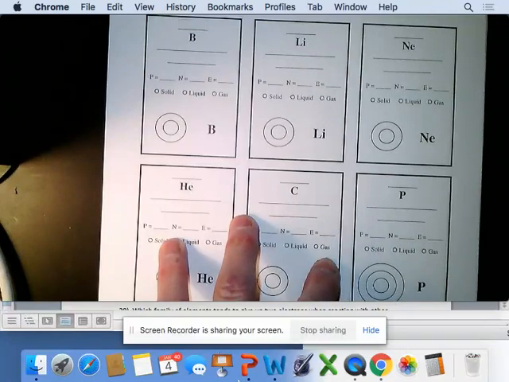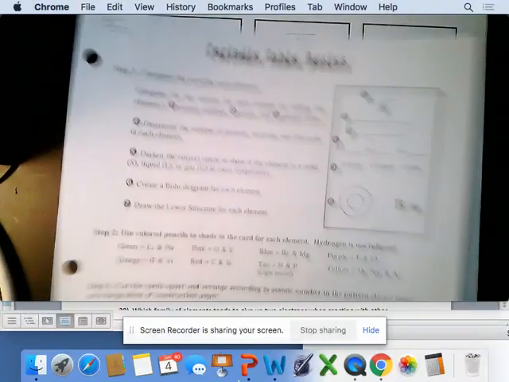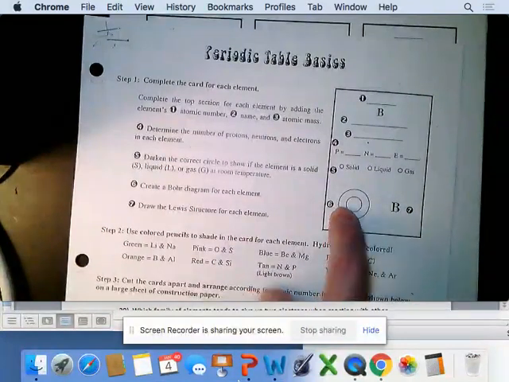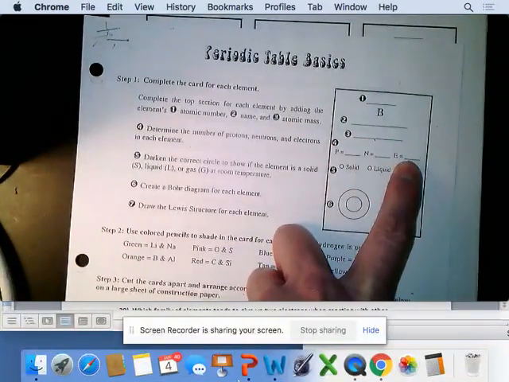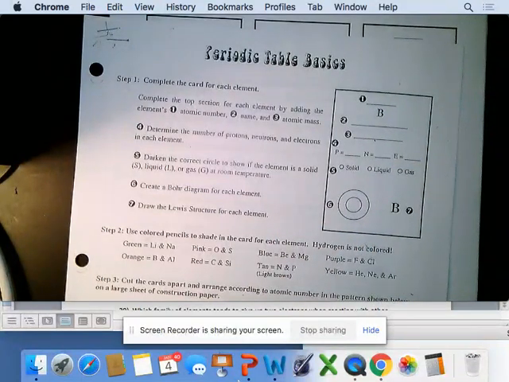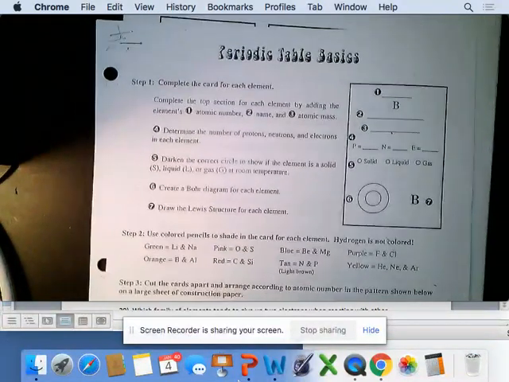The purpose of this is to practice your Lewis dot, your Bohr diagrams, how you figure out the number of your subatomic particles, and then also to see patterns with the families of elements like the alkali metals, the halogens, and so on. So this is how you're going to complete this.